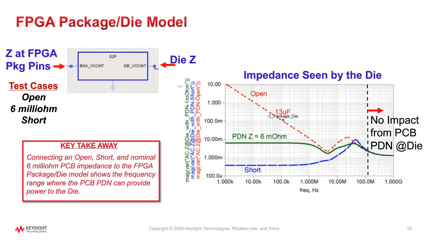Interesting to note that this resonant impedance peak can be reduced, the green solid trace, by connecting a PCB PDN with an impedance of 6 milliohms that is better matched to the internal impedance of the package PDN. In addition, this exercise also shows that above 100 megahertz, it does not matter what impedance is connected to the package. The die only sees its internal impedance. This means that switching transient frequencies above 100 megahertz get all of their dynamic power from the internal package die capacitance.